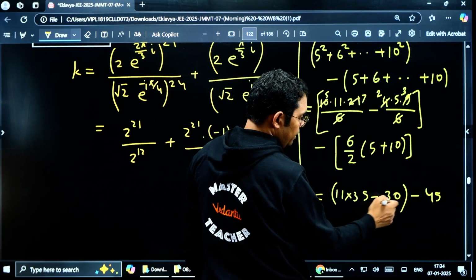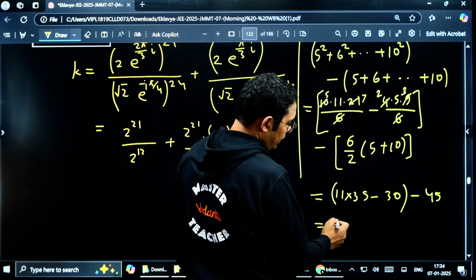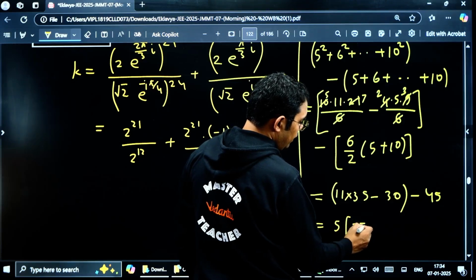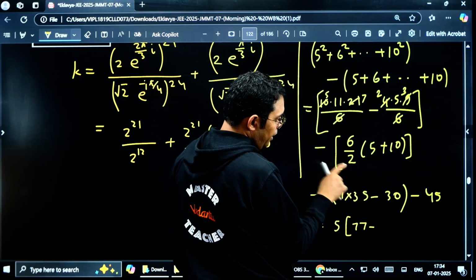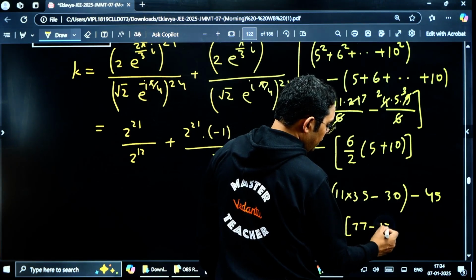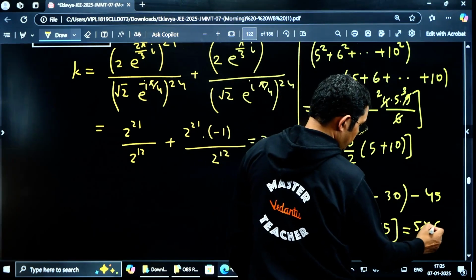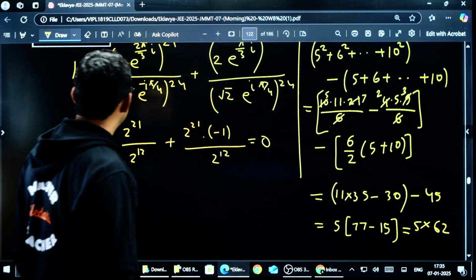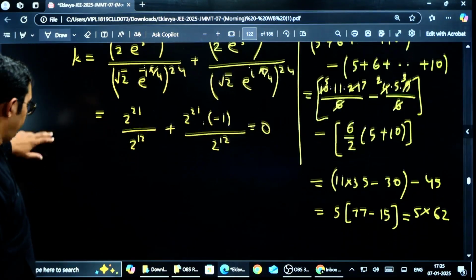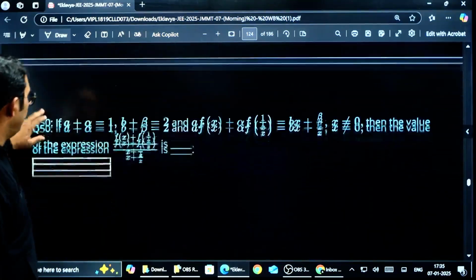So we are getting this, we can write it as 11 into 35, and 75. Let us take 5 common. That will be 77, and 75, 5 common. So how much is it? I think 15 and 15. That will be 5 into 62, 62. So 310 seems to be the answer. Let us see if it is right or not. 310. Yeah, 310 is the answer.